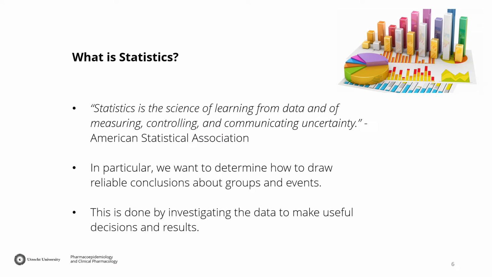So what is statistics? According to the American Statistical Association, statistics is the science of learning from data and of measuring, controlling, and communicating uncertainty. In particular, we want to determine how to draw a reliable conclusion about groups and events, and that can be about the population in general, or about a sample in the population, to see how those two may differ from each other, or if they're similar. This is also done by investigating data to make useful decisions and results, so that we can use them.